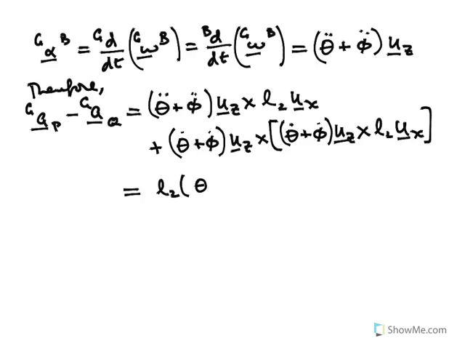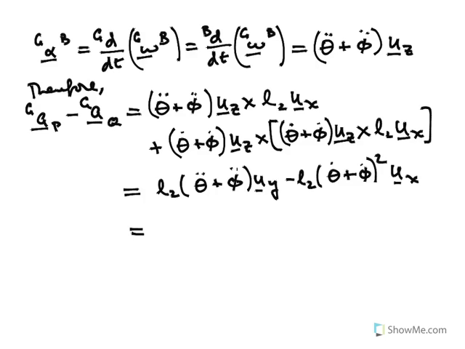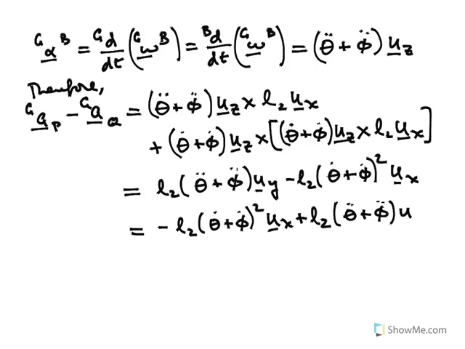get L2 times theta double dot plus phi double dot times uy, and then uz crossed with uy is minus ux, so we get minus L2 times theta dot plus phi dot squared times ux, which gives minus L2 times theta dot plus phi dot squared times ux plus L2 times theta double dot plus phi double dot times uy.